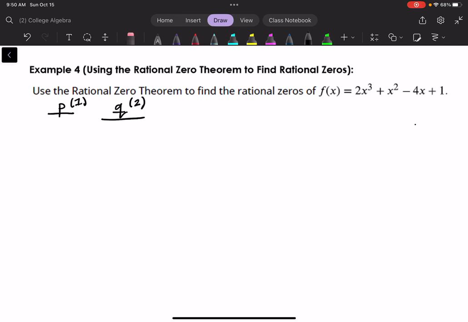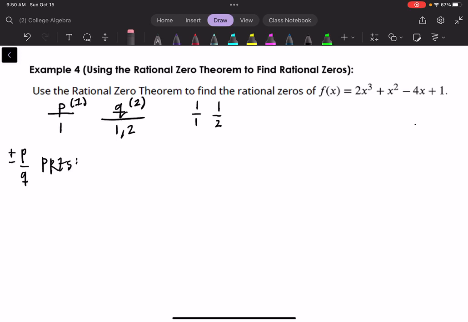And so the factors of P are 1, and the factors of Q are 1 and 2. And from there, we will build all of our PRZs, plus or minus P divided by Q. Let's go back and list the possible fractions. So this is 1 over 1 and 1 over 2, and those are our only possibilities. So this PRZ list is going to be pretty short.